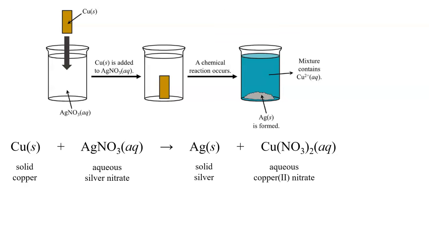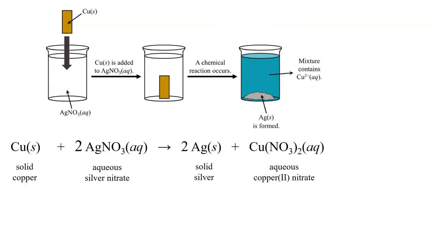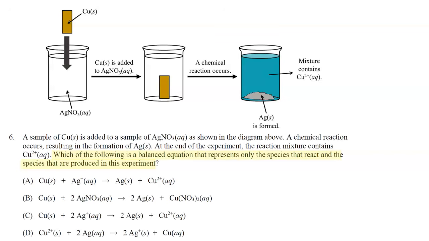So I'm going to put a coefficient of 2 in front of the formula for silver nitrate, but then I have to also put a 2 in front of the silver on the right side of the equation. Okay, so now this equation is balanced. Let's go back and look at the 4 choices, A, B, C, and D, for question 6. It does say which of the following is a balanced equation that represents only the species that react and the species that are produced in this experiment. That's another way of saying write the net ionic equation for the reaction that occurs in this experiment.